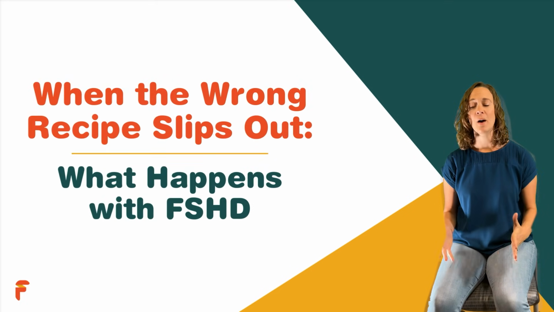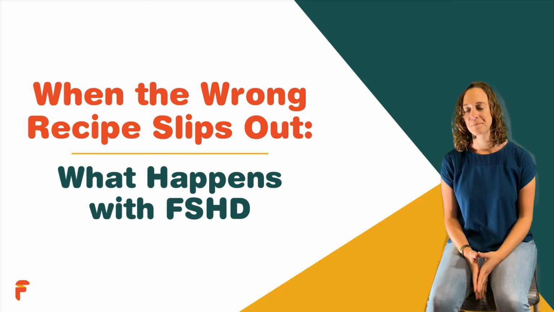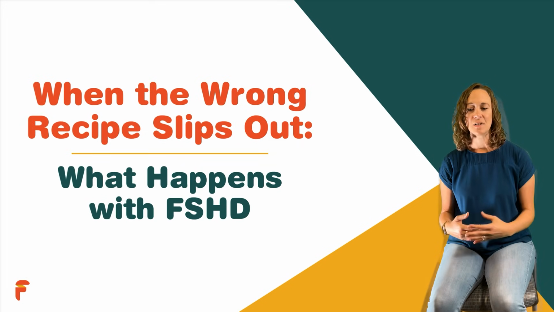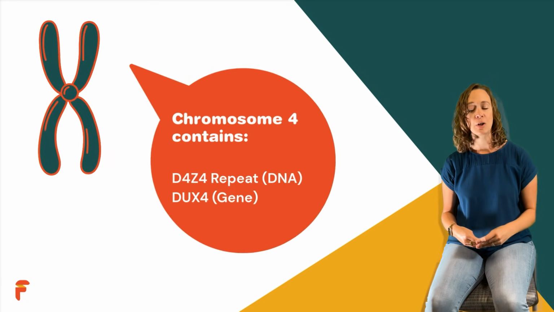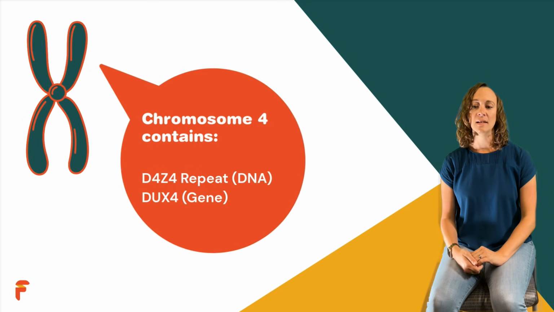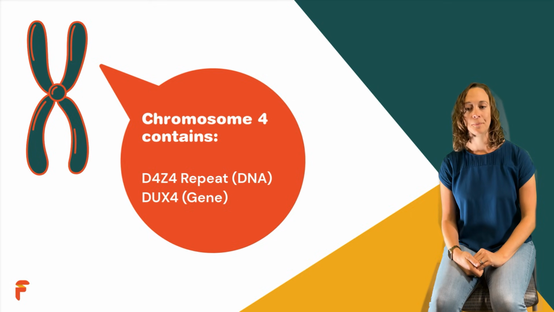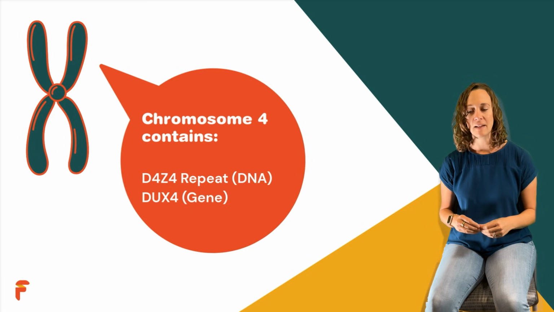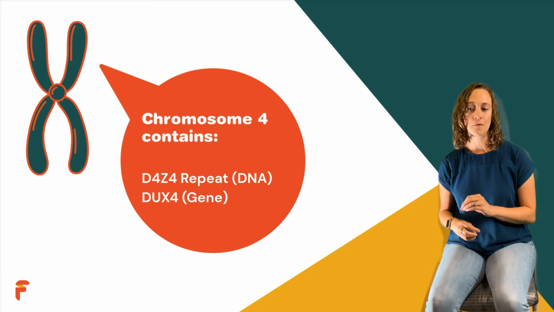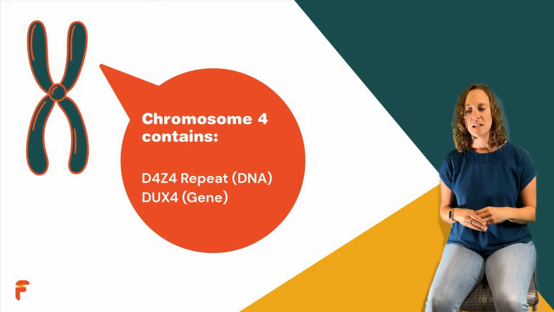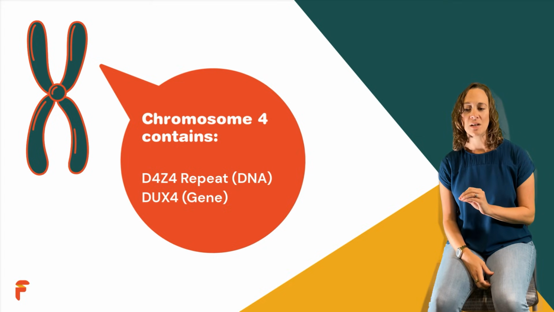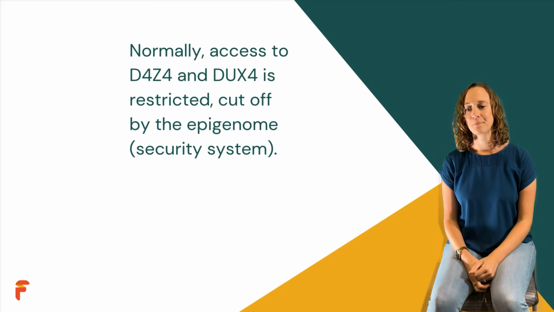Now, let's talk about what happens in FSHD. Normally, the epigenome, that security system, keeps certain parts of your DNA tightly closed. One of those areas is on a small section of chromosome 4. This is where a repetitive stretch of DNA lives, called D4Z4 repeats. The D4Z4 DNA can be repeated up to 150 times. This is also where a gene called DUX4 lives.